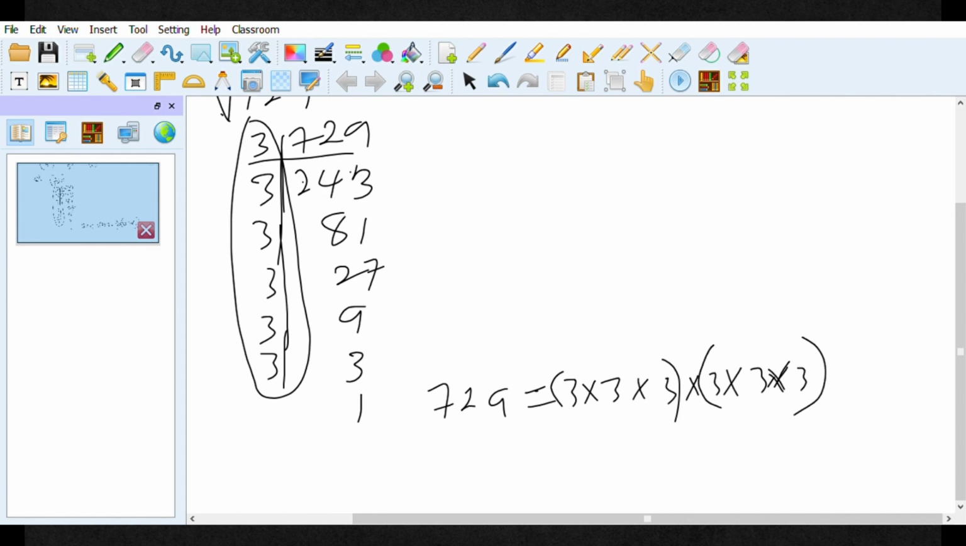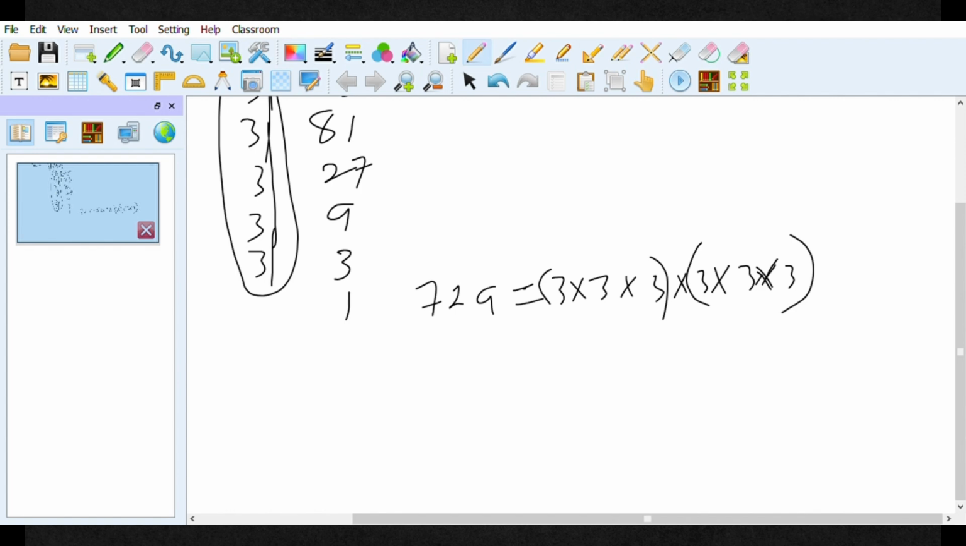So what do we do with these groups? For each of the groups, we'll take out one of the factors. For the first group, we take out 3. The second group, coincidentally, is also 3. So we'll take out another 3. 3 times 3 gives us 9. So what that means is that the cube root of 729 is 9.